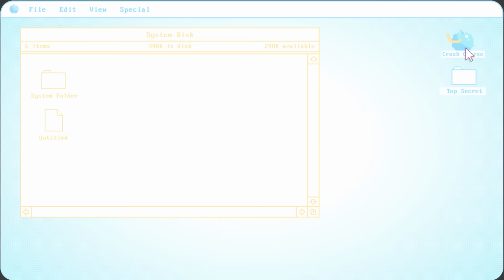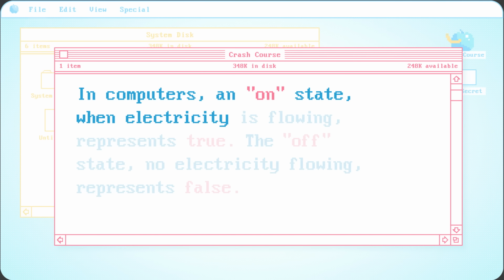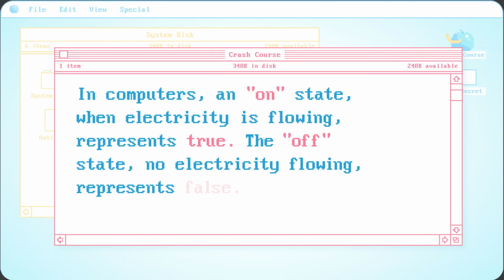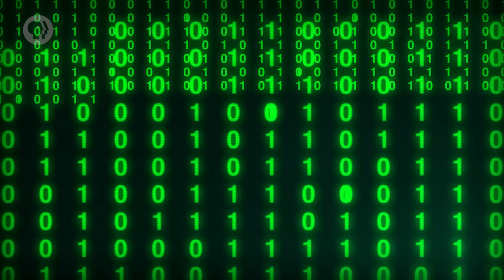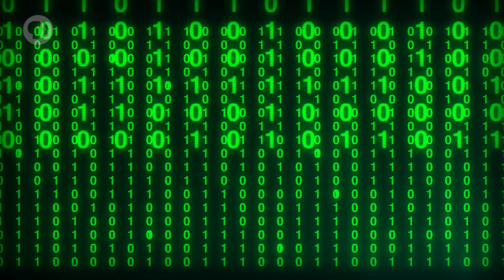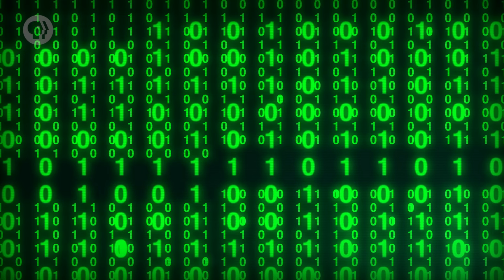You might think two states isn't a lot to work with, and you'd be right, but it's exactly what you need for representing the values true and false. In computers, an on state when electricity is flowing represents true. The off state, no electricity flowing, represents false. We can also write binary as ones and zeros instead of trues and falses. They are just different expressions of the same signal. But we'll talk about that in the next episode.